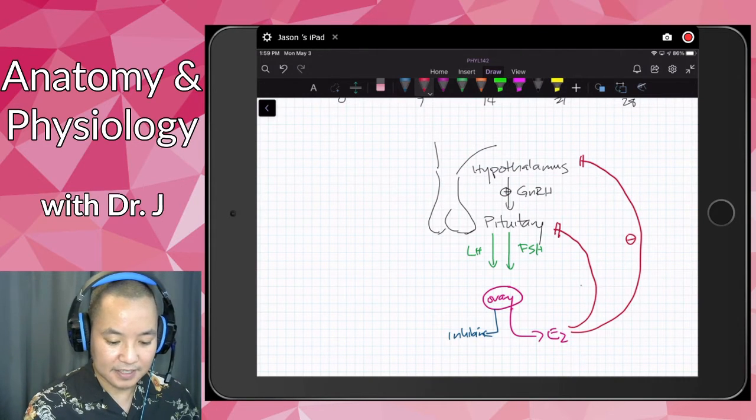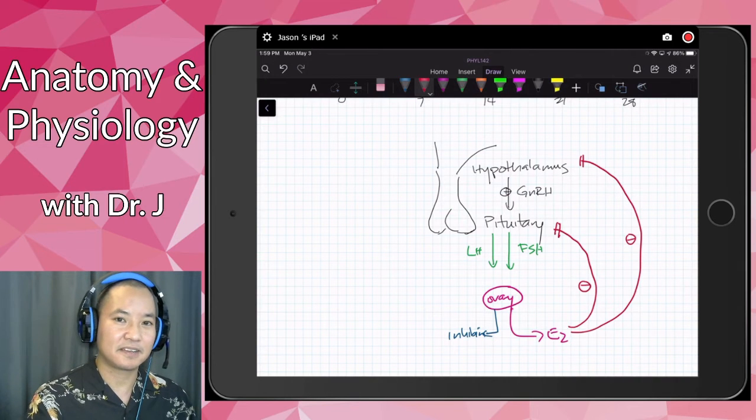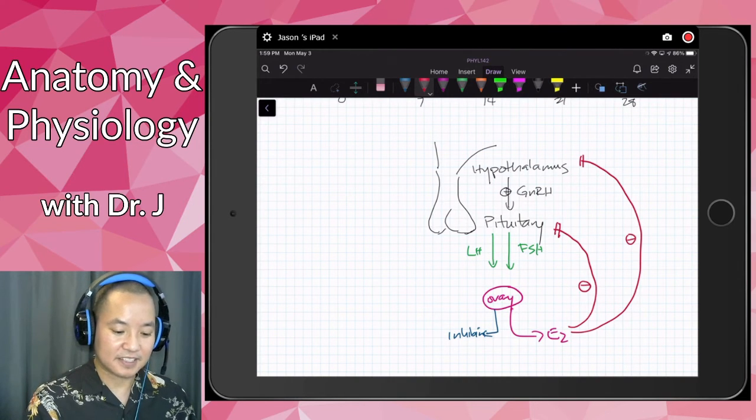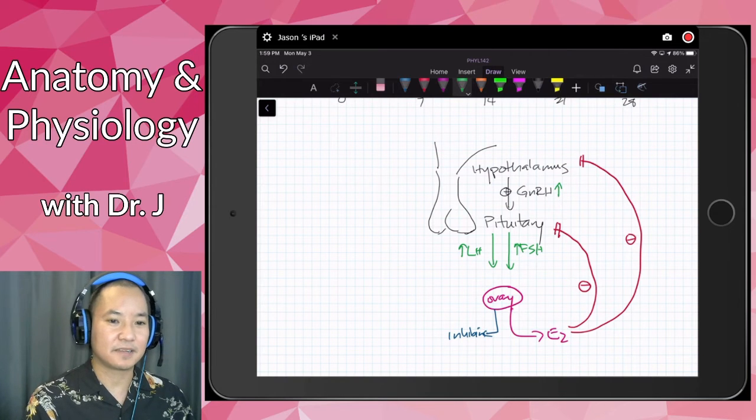Now this is why inhibin is a little complicated, but it's actually important. If you look at the graph between FSH and LH, they're not quite the same. So again, FSH and LH, let's rewind a bit. If GnRH increases, which it does as you approach ovulation, FSH and LH will also increase. But do they increase at the same rate?